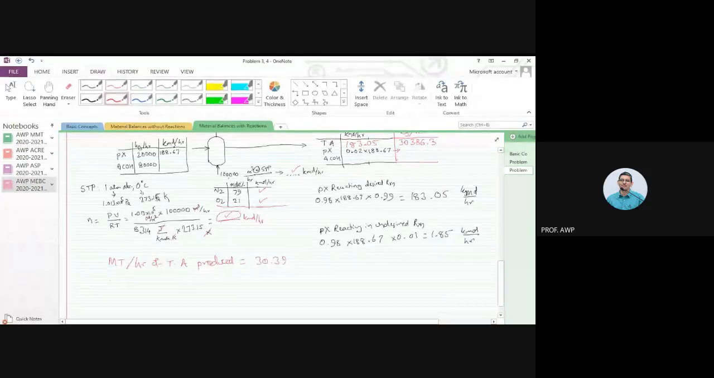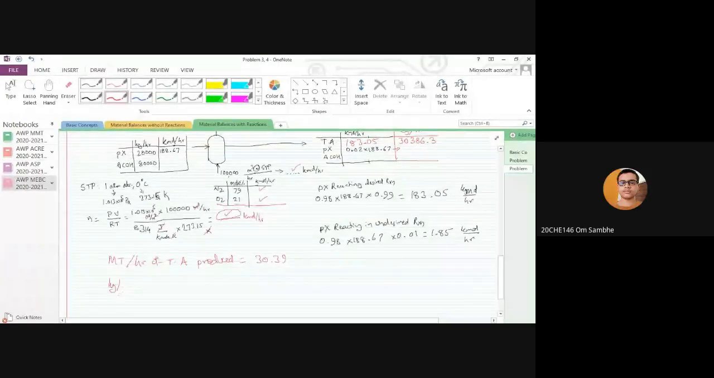Okay. Sir, the paraxylene is also reacting with oxygen, so it will be a chemical reaction, so it will depend on limiting reagent and all, no? So how can we directly say that 183.05 is reacting, means is coming out?